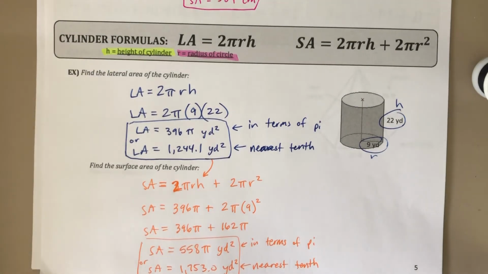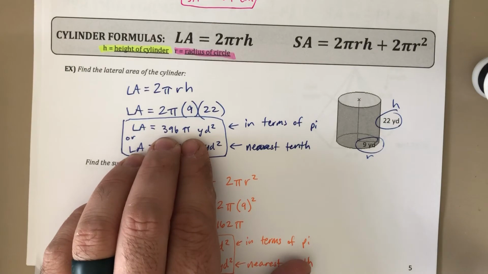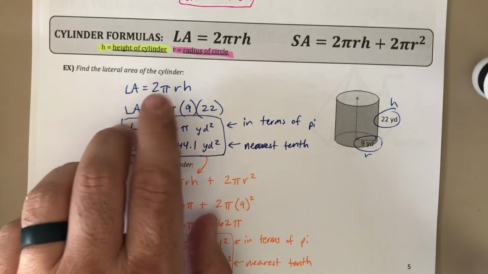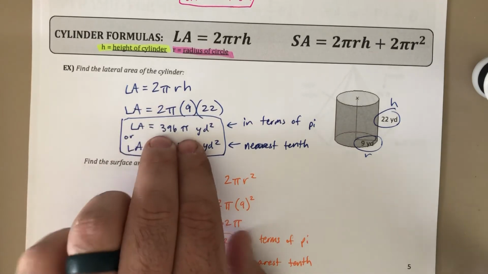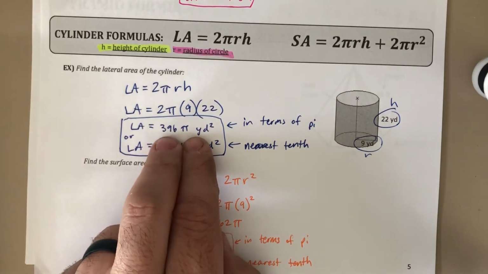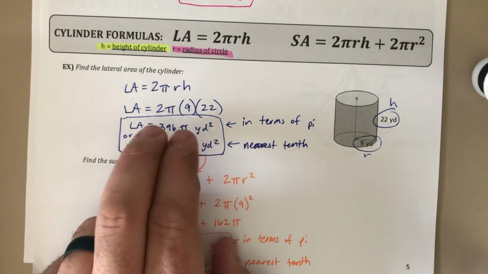And depending on the problem, like what it asks for, if it says leave it in terms of pi, you would leave it as 396 pi. 396 is 2 times 9 times 22, and that pi is still just kind of there multiplying. It's clean, it's nice. There's no decimals and rounding. 396 pi square yards. So if it says in terms of pi, that's what it means.